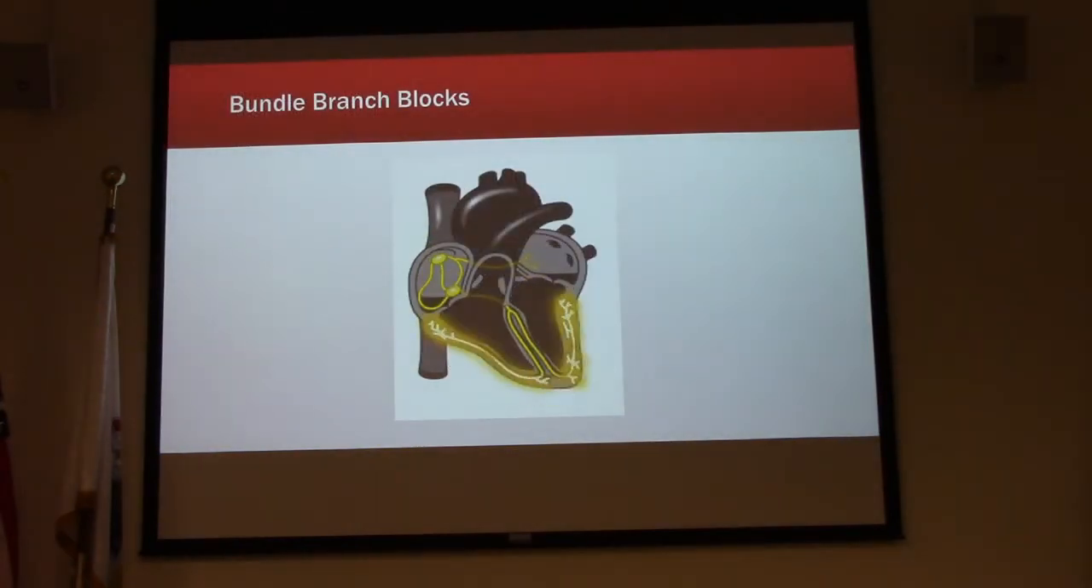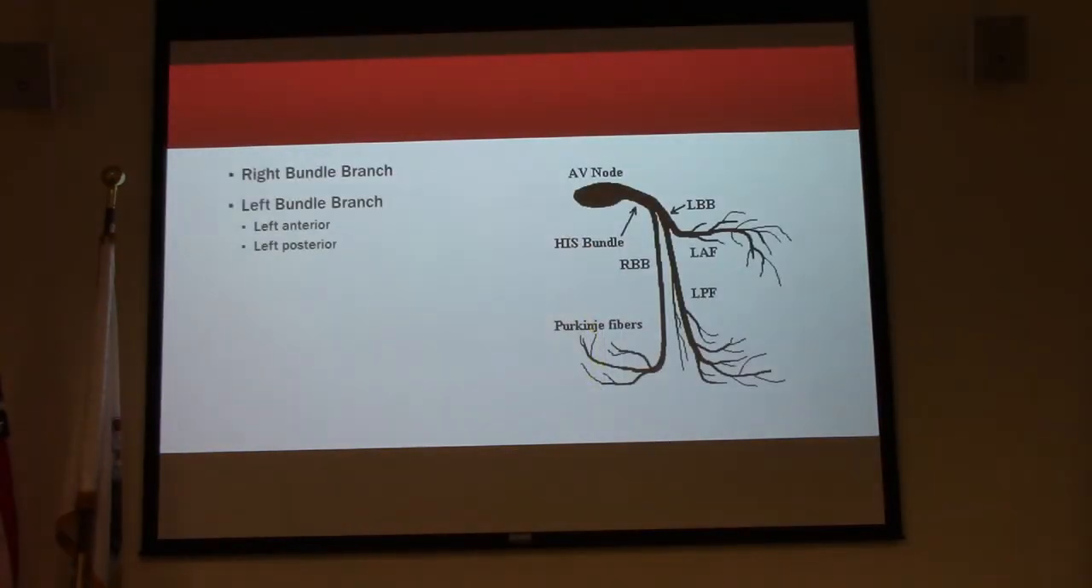Let's go back here to our bundle branches. People live with right bundle branches all the time. Generally, no issues. They're really asymptomatic for the most part. But it's the left bundle branches that we have to be concerned about, especially a new onset.